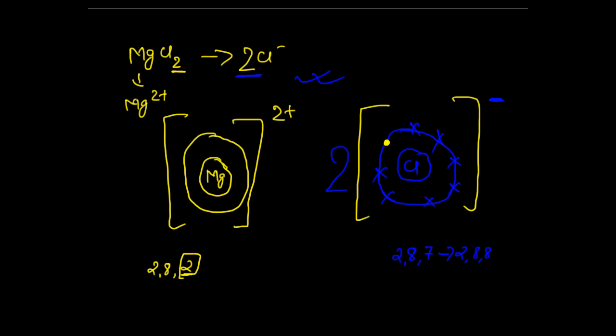Now, how about magnesium oxide? Magnesium oxide is in the form MgO. So magnesium loses 2 electrons, oxygen gains 2 electrons. Oxygen has an electron configuration of 2, 6, and since it gains 2 electrons from magnesium, it changes to 2, 8 for oxygen, and for magnesium it changes from 2, 8, 2 to 2, 8. So the electron configuration of magnesium will be same in this case too.